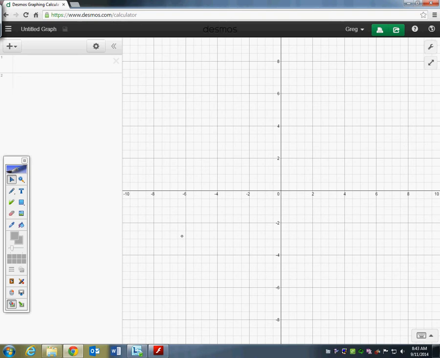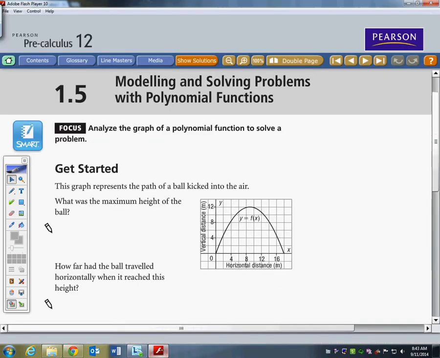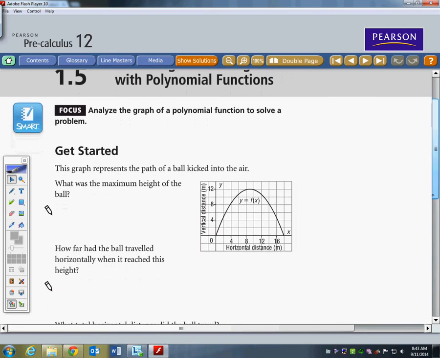Either way, in the workbook, there also are instructions for using a TI-83, and you're certainly welcome to use that, but I do find the online graphing calculator a little bit easier. So let's take a look at the get started piece here.